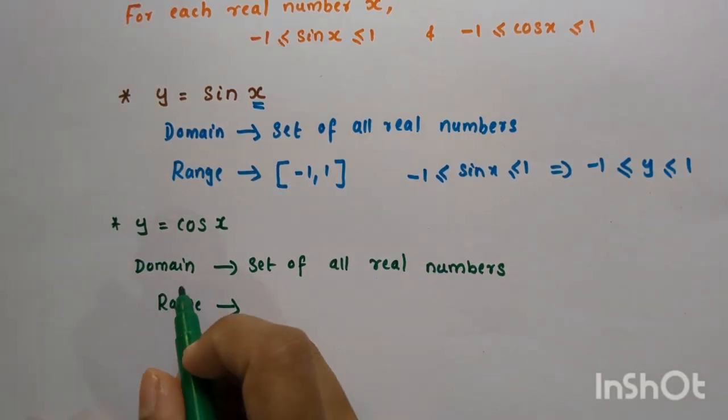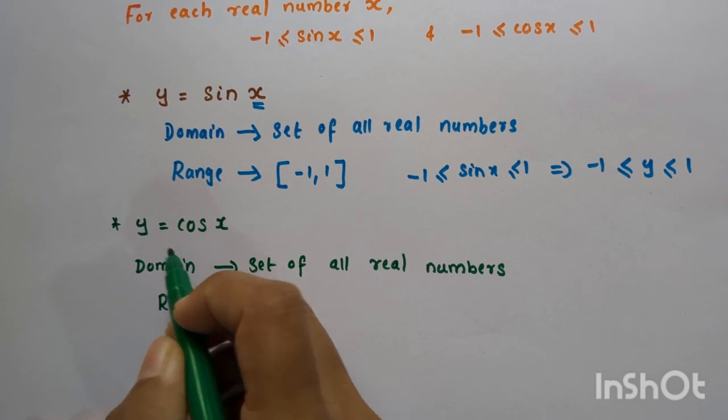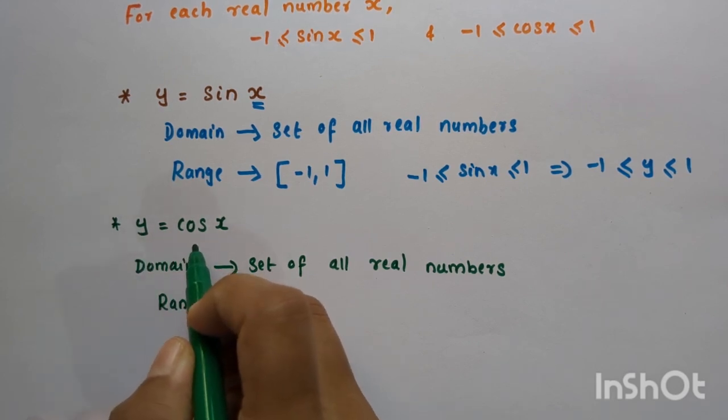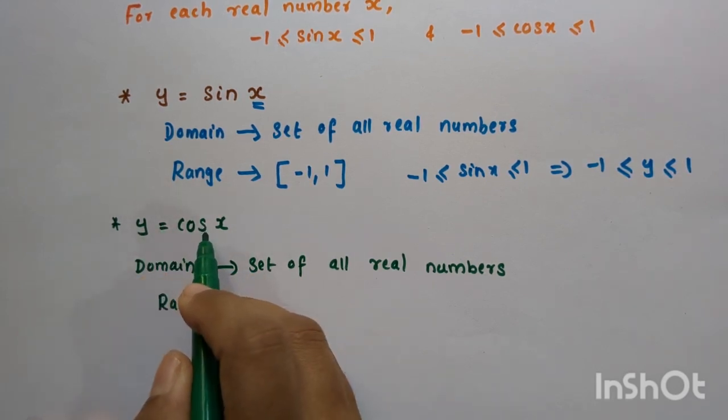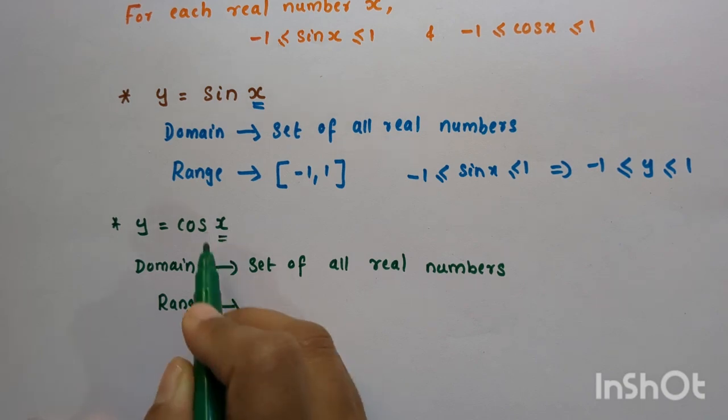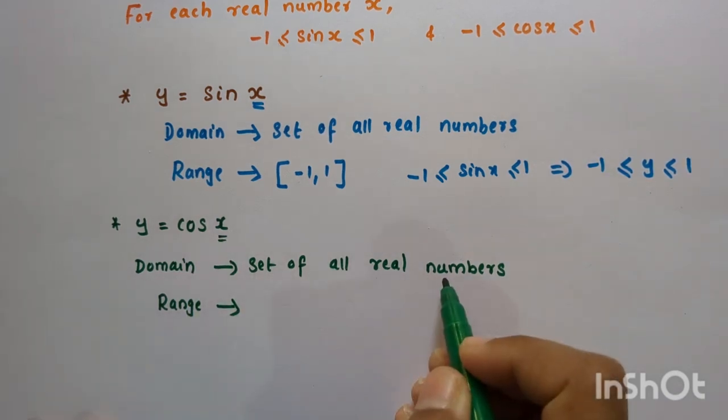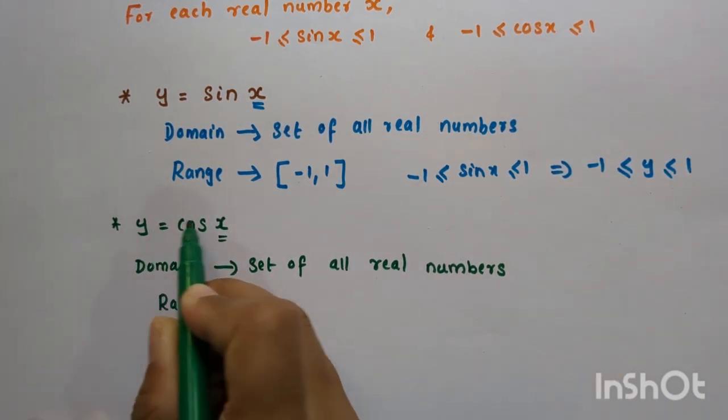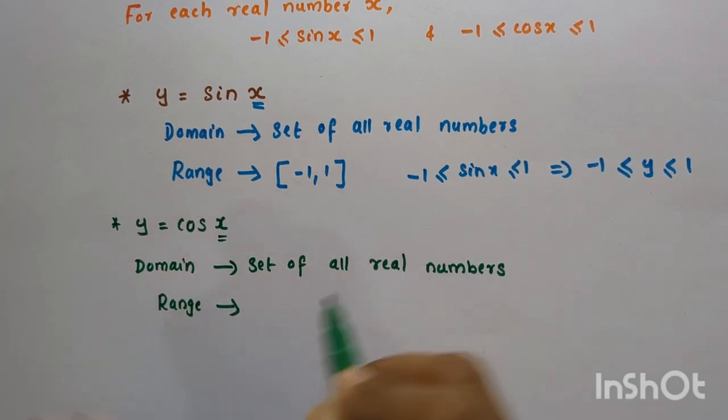Now, let us consider the other trigonometric function cos x. That is, we are taking y is equal to cos x. The domain of this function cos x means the values of x. Values of x is the set of all real numbers. So, the domain of this function y is equal to cos x is the set of all real numbers.